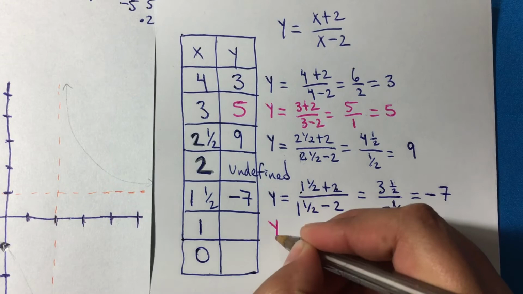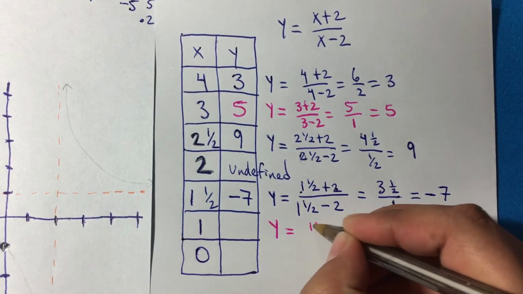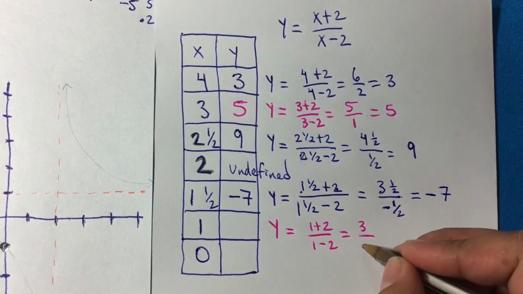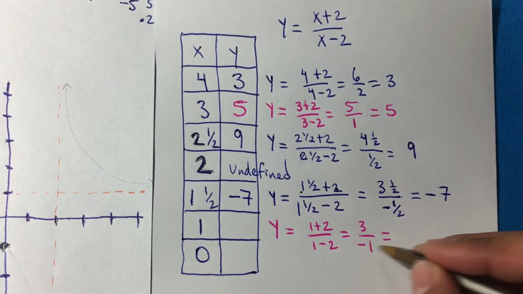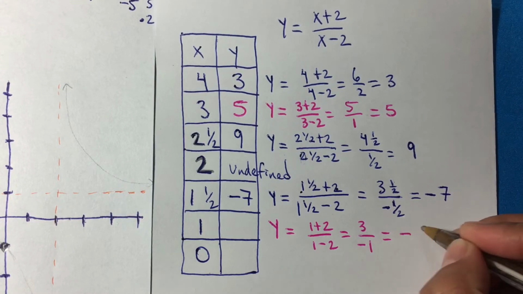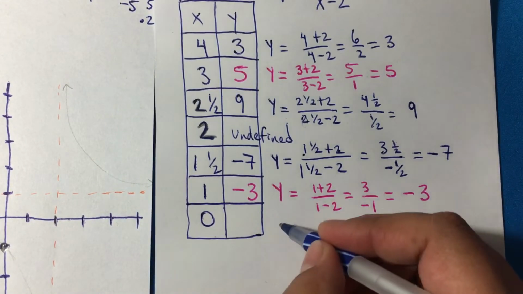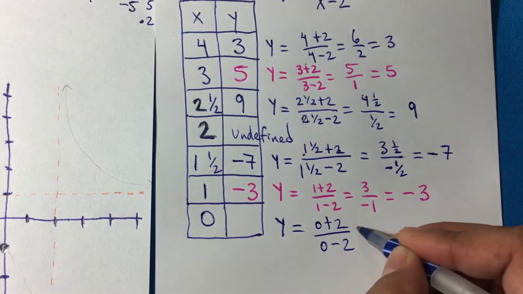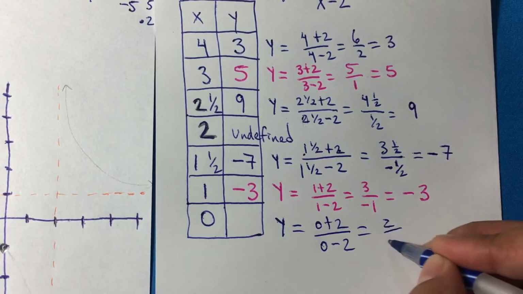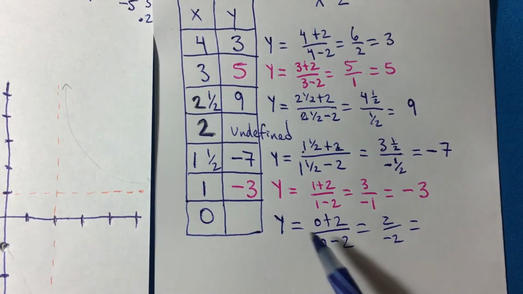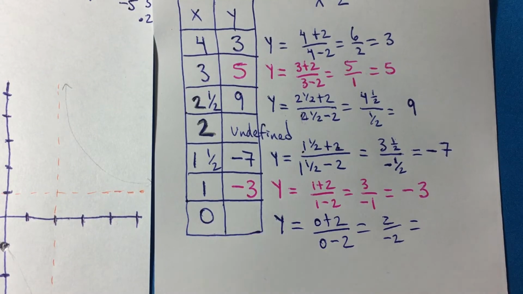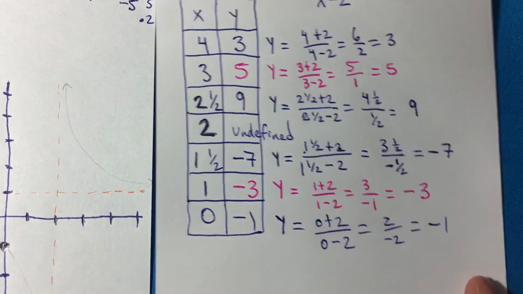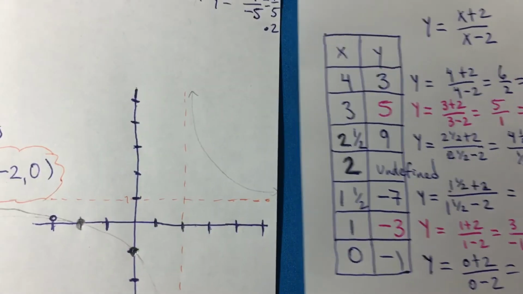For the next one, you have y is equal to 1 plus 2 over 1 minus 2. 1 plus 2 is 3. 1 minus 2 is -1. And 3 divided by -1 is -3. And finally, y is equal to 0 plus 2 divided by 0 minus 2 equals 2 divided by -2. We already saw this one with the y-intercept, when x was 0. 2 divided by -2 is -1. Okay, now that we have the values, now we can use pen.